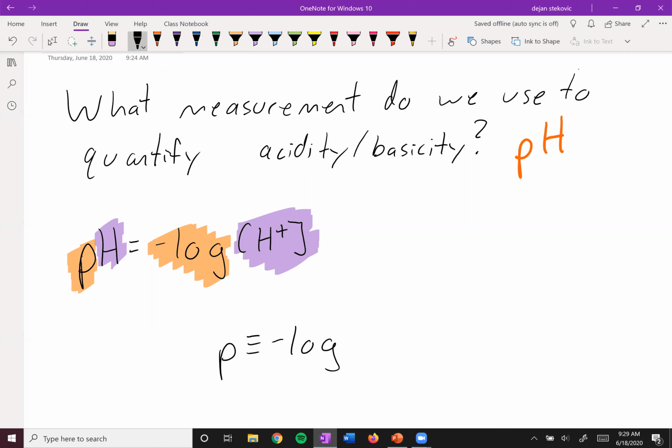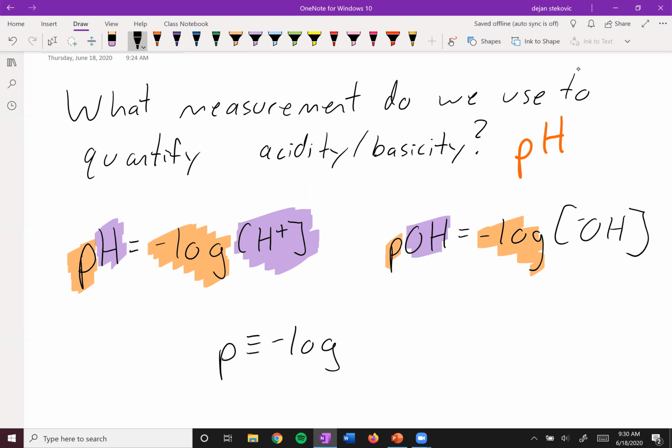While we commonly use pH, there's actually another term, pOH. This one's not nearly as commonly used, but it still means negative log from the P. In this case, we're talking about OH, so we're talking about the concentration of hydroxide. And we'll talk about the relationship between pH and pOH in a little bit.